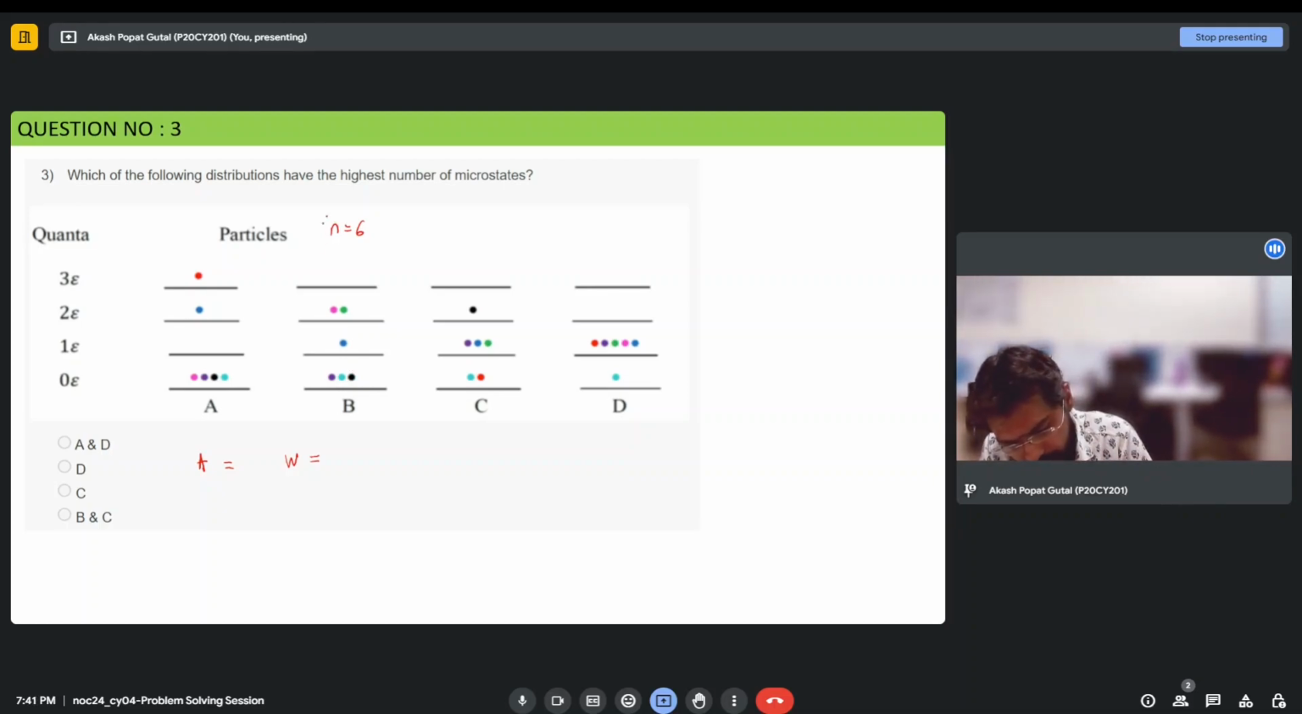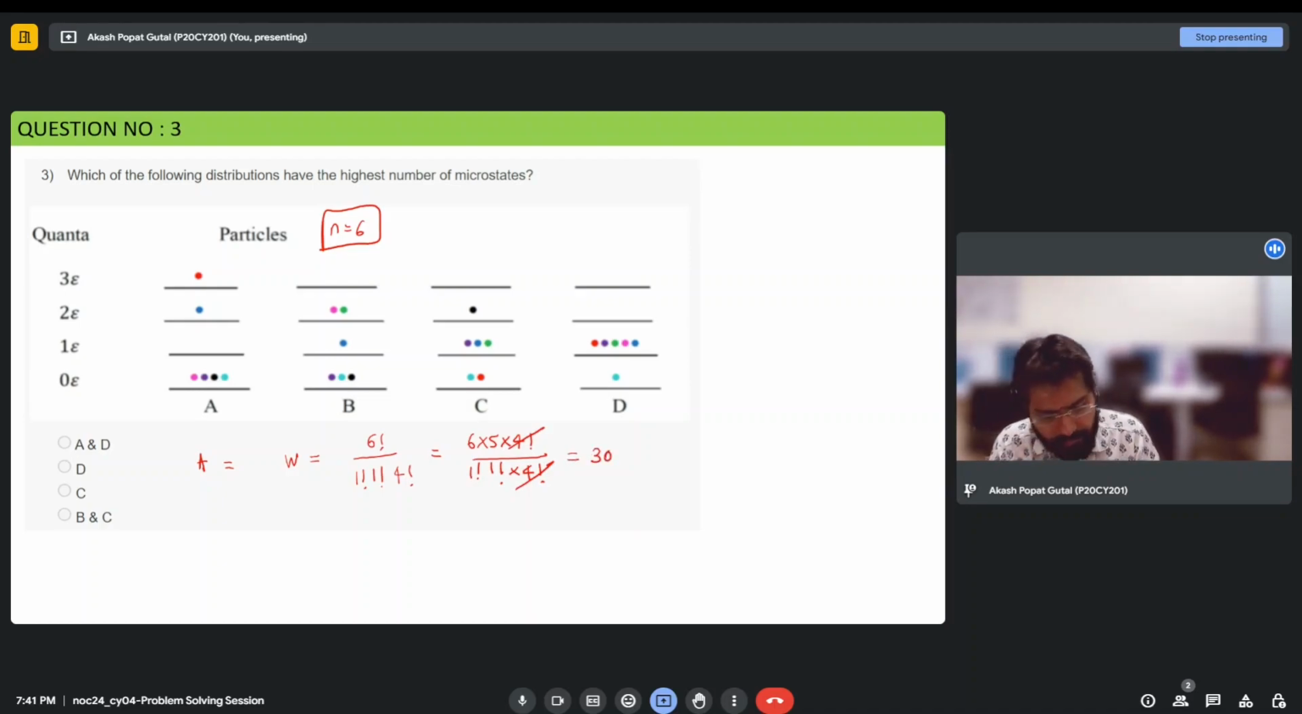So for all, N is equal to 6, and W for A is 6 factorial divided by 3 and 2, the fourth and third energy level having only one particle each and the ground state having 4 particles, which will give you 6 cross 5 cross 4 factorial over 4 factorial cross 4 factorial. Factorials get cancelled. This is 30. Number of microstates are 30 for A.